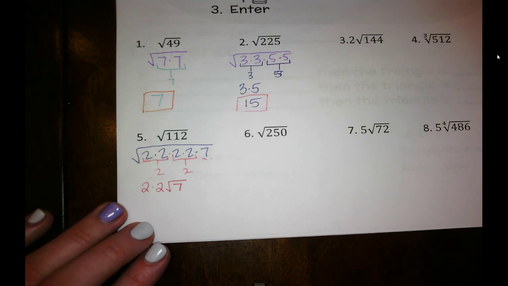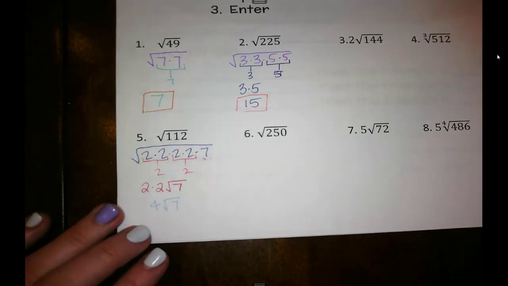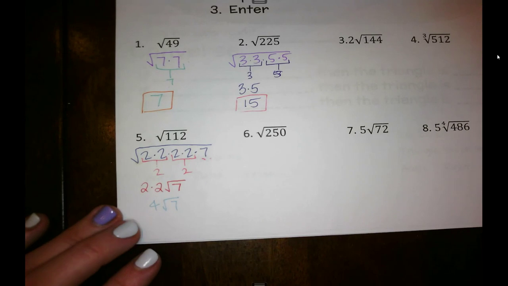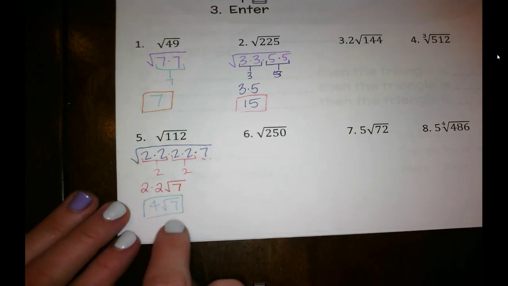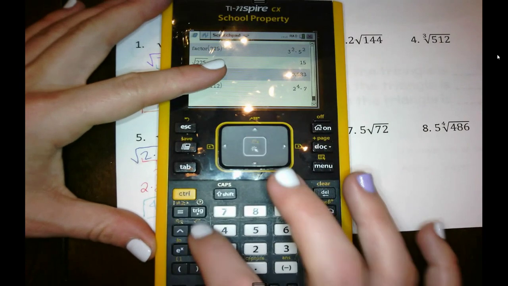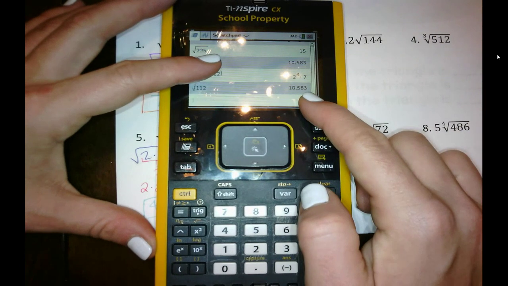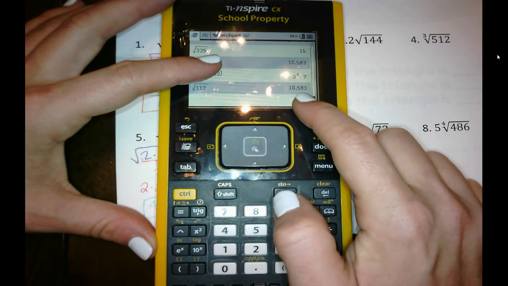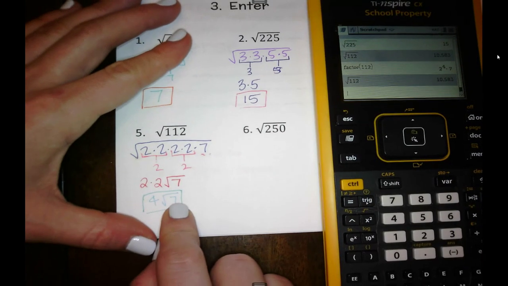So I can multiply these numbers outside. So it's 4 square root of 7. So this is the simplified version. And this is what I was mentioning earlier. This is the version that I want. If I put the square root of 112 in my calculator, I get 10.583. I don't want that as an answer. I'm not going to see that on your paper as an answer. What I want is 4 square root of 7.